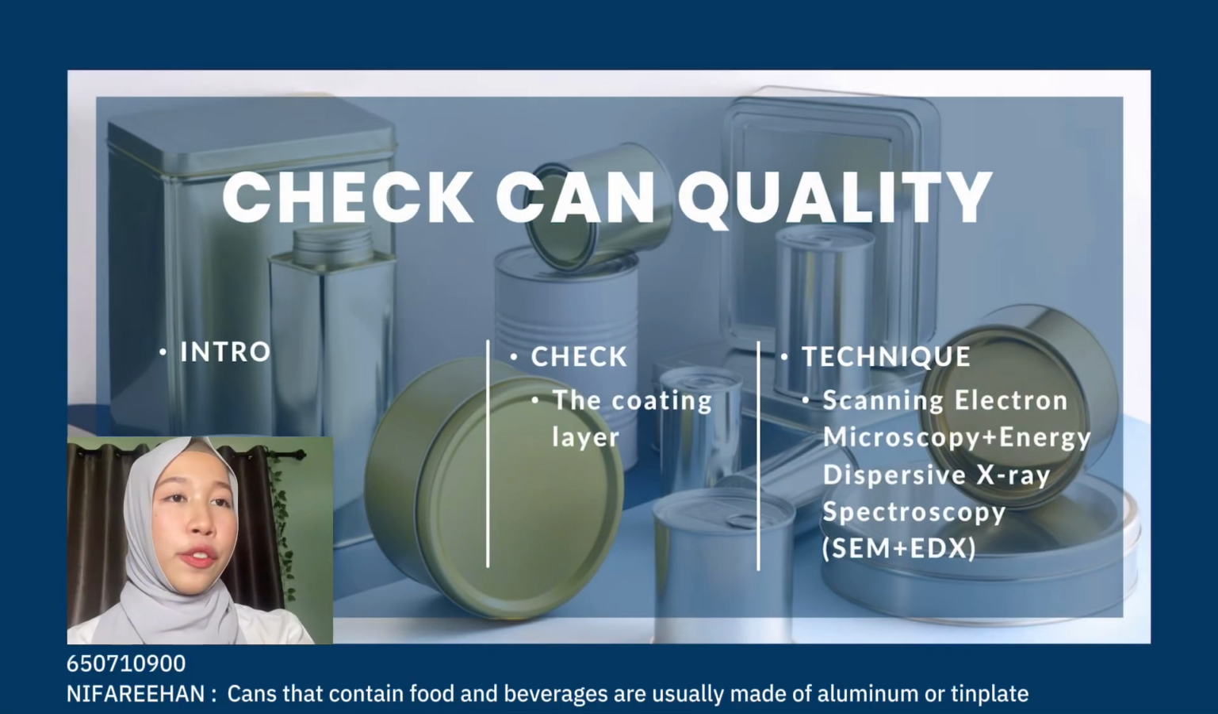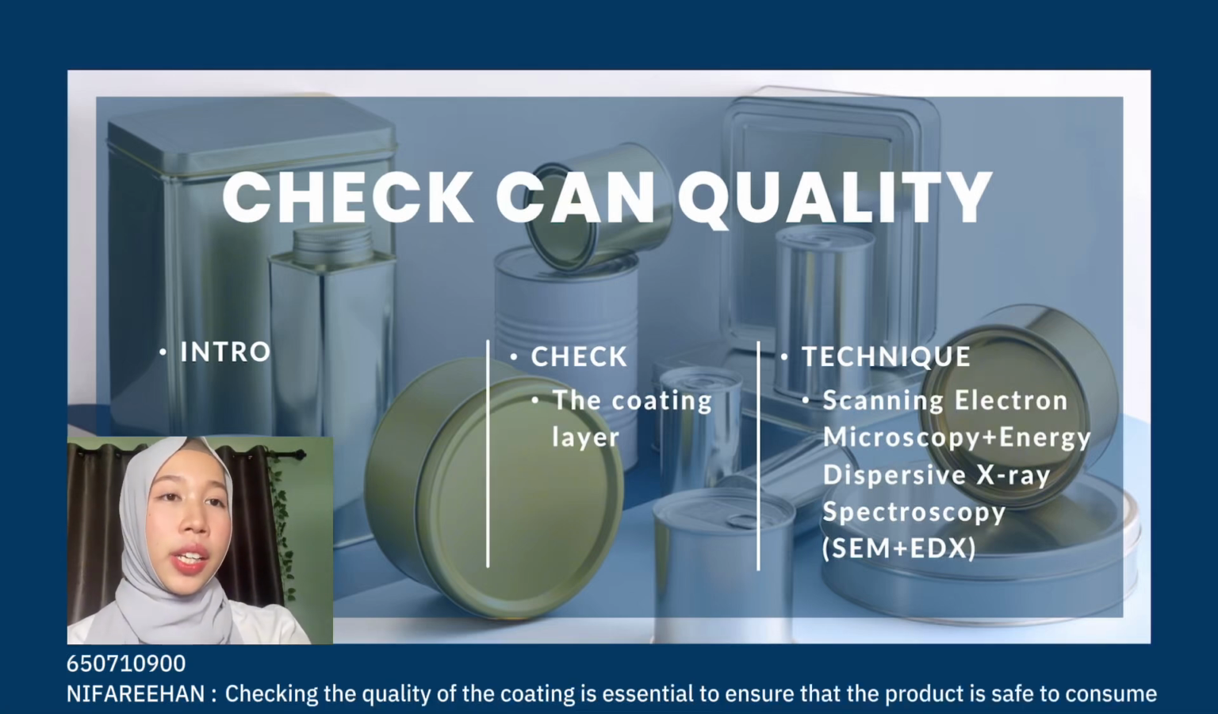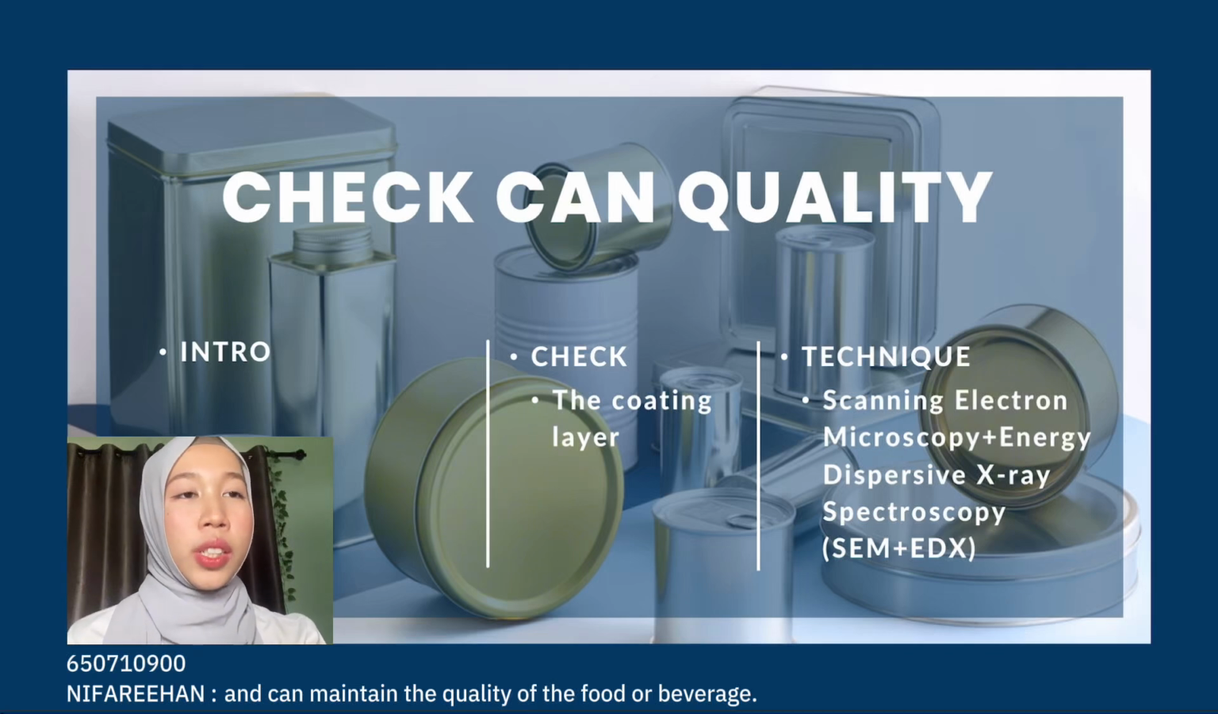Cans that contain food and beverage are usually made of aluminum or tin plate and must have a coating to prevent corrosion. Checking the quality of the coating is essential to ensure that the product is safe to consume and can maintain the quality of the food or beverage.